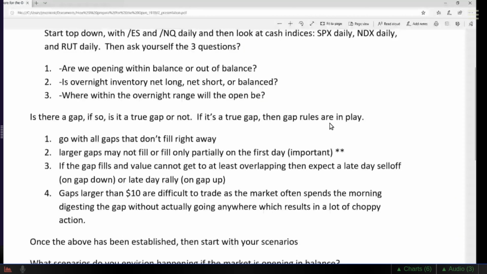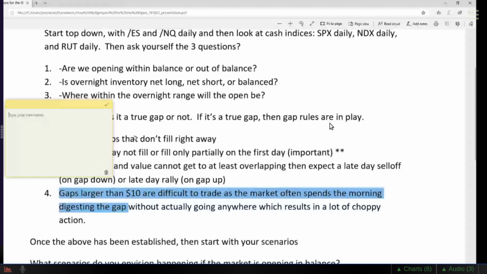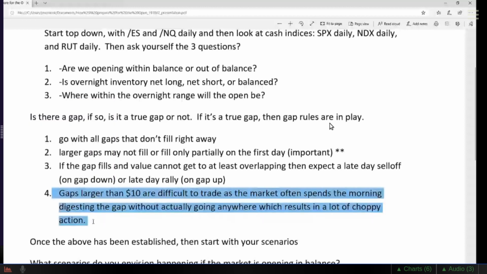All right. Number 4. This one I call the shadow trader caveat because I actually added this one after the first 3. And it says gaps larger than $10 are difficult to trade as the market often spends the morning digesting the gap without actually going anywhere, which results in a lot of choppy action. And again, today is an anomaly. This is not how it usually happens.